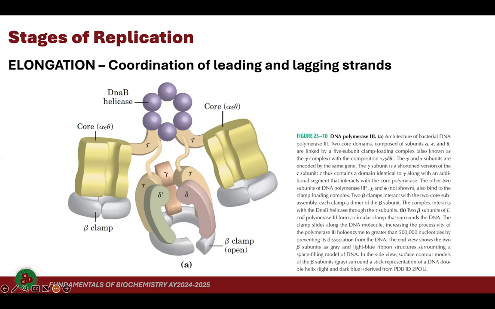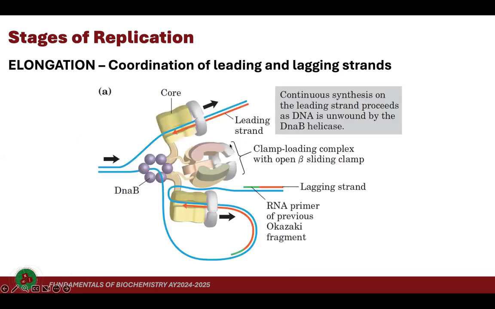Why is that? Let's look at how DNA polymerase is oriented in your replication fork. Okay? Again, we are looking at the left replication fork. So we have here the leading strand. For the leading strand, as you synthesize the leading strand, you will only be needing 1 beta clamp. Okay? So you only have 1 beta clamp there.